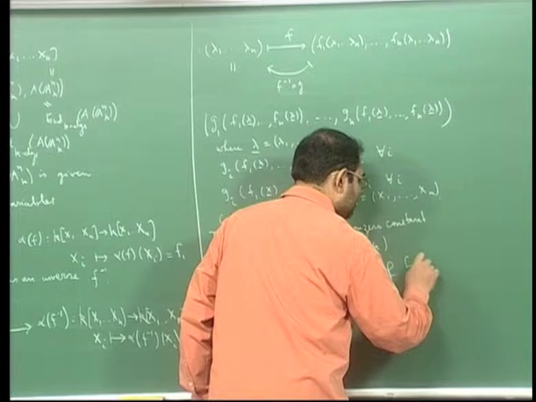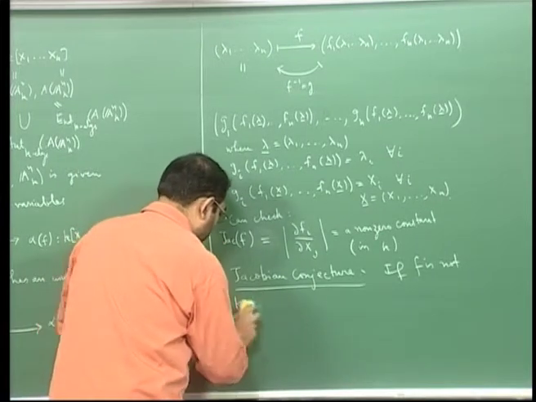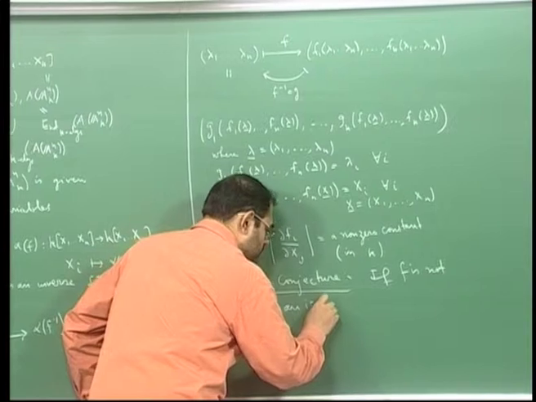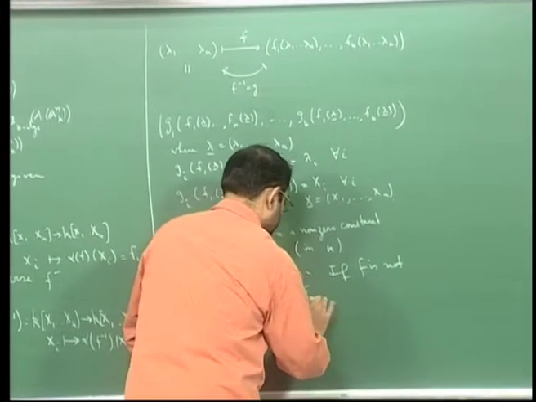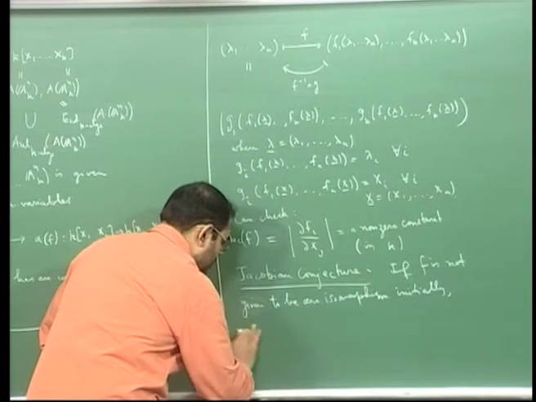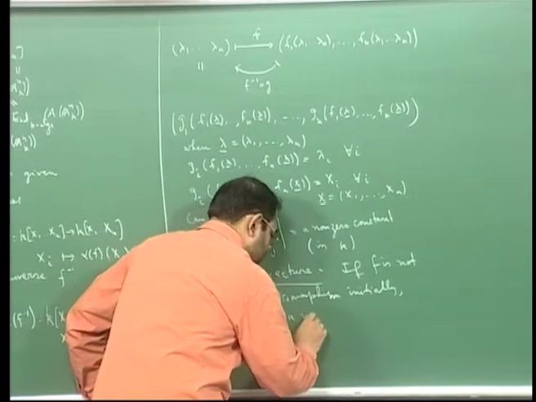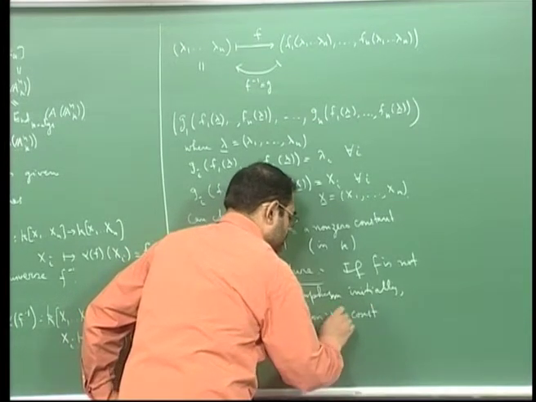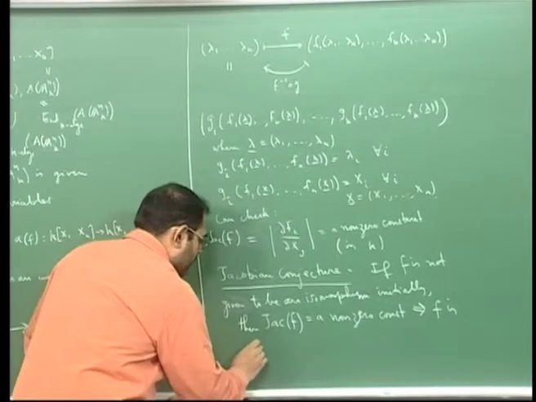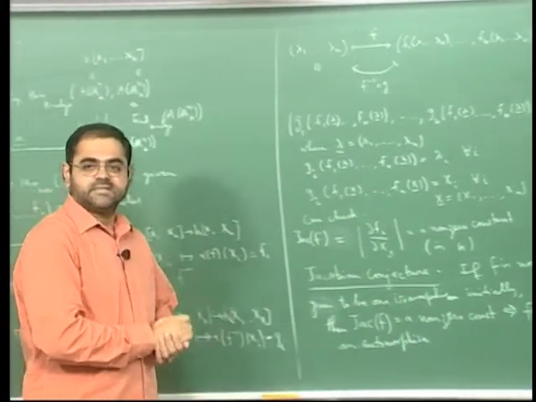So the Jacobian conjecture is: if f is not known to be an isomorphism initially, then the condition that the Jacobian of f is a non-zero constant implies f is an automorphism. Okay, this is the Jacobian conjecture.